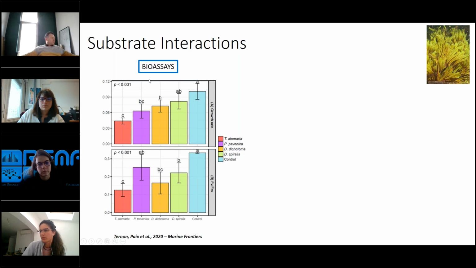So here you look at the results of the bioassay. On the upper panel, you have the birth rates of Ostreopsis, and on the lower panel, the photosynthetic efficiency of the cells. And what we saw is that the highest effect on the microalgal cells was obtained with Taonia atomaria and then Dictyota dichotoma, which is counterintuitive, given that the highest abundance was observed on Dictyota dichotoma.